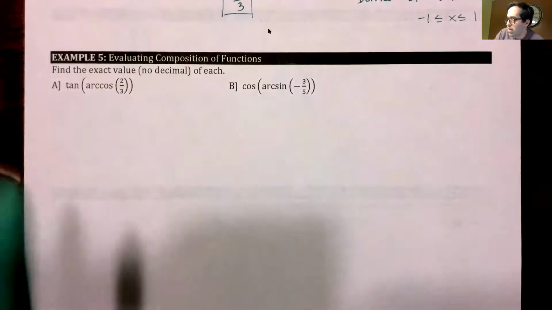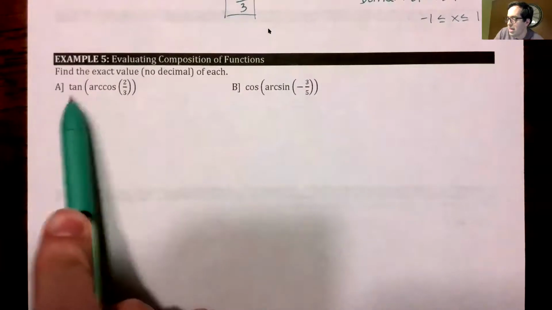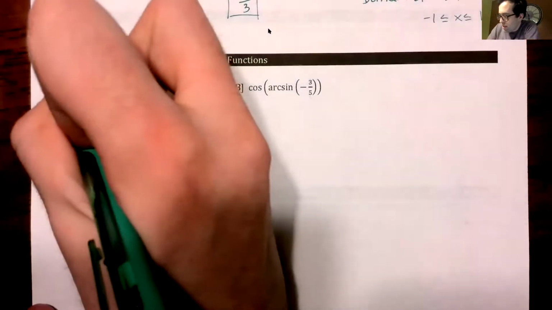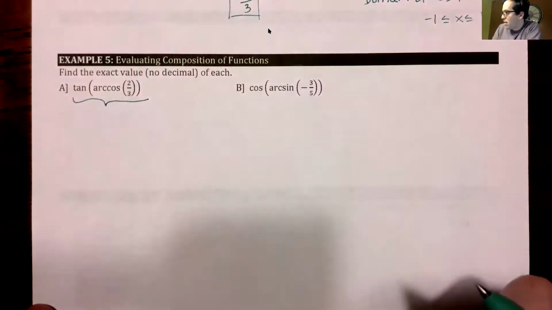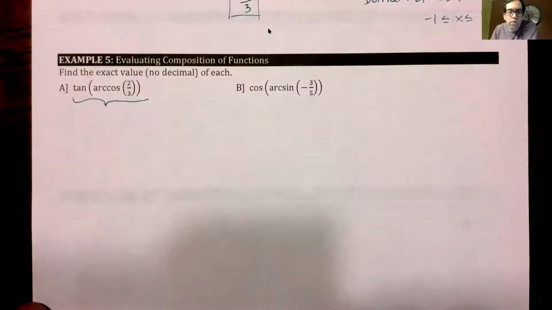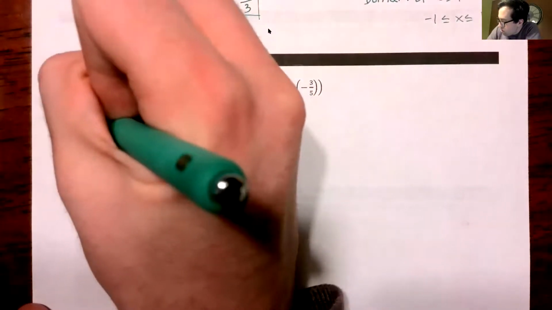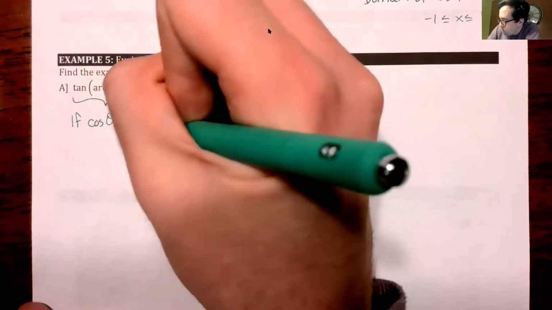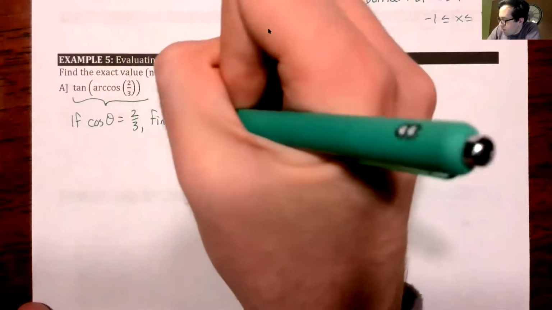We also don't have the cosine of an arc cosine. We have the tangent of an arc cosine. So when you see a question like this, it's going to take us back to thinking about x, y, and r. And let me tell you what I mean. I'm going to rewrite this question as another form of a question that means the same thing. And the question is, if cosine of some angle theta equals 2/3, we're going to find tangent of that angle.